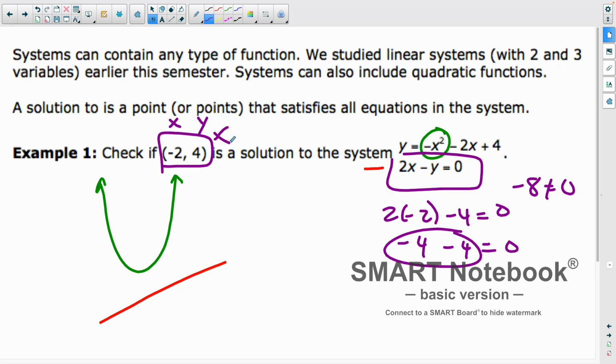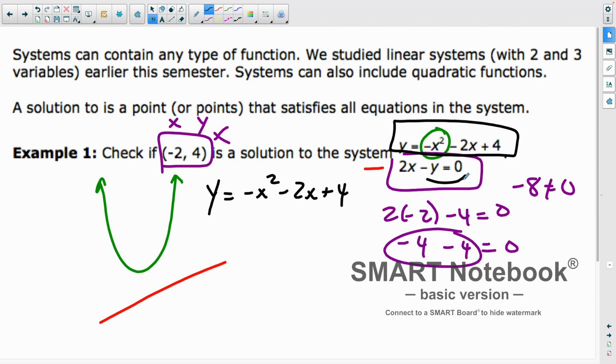Now, let's take it a step further. I want to take this one and actually go find the solutions, and I'm going to use my calculator to do that. If I take a look at this first one right here, I like the way that it's written: y equals -x squared minus 2x plus 4. This other one, I don't like the way it's written. I'm going to move the y over to the other side, make it positive, so it's going to be y equals 2x. Now I have it written in a form that I can go to my calculator and type in.